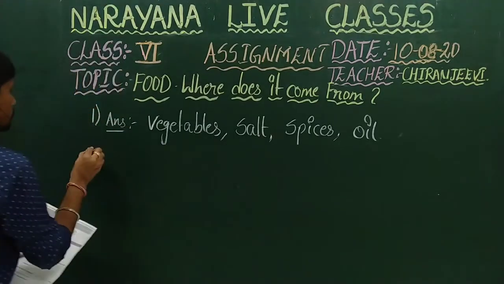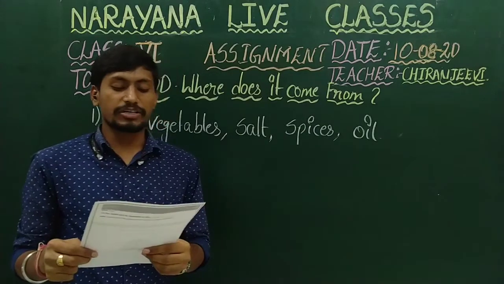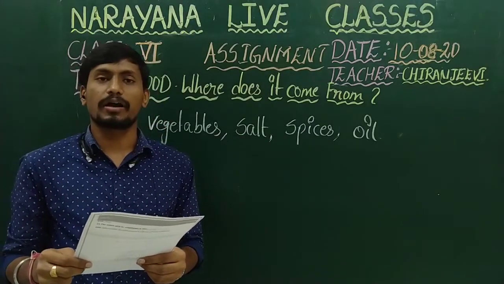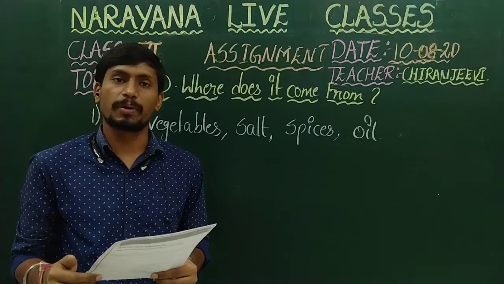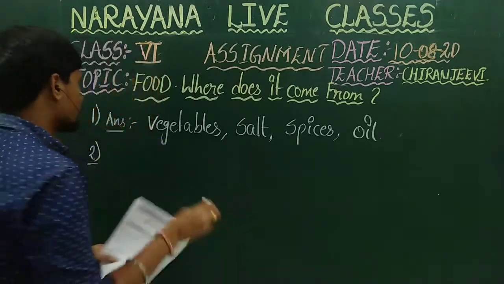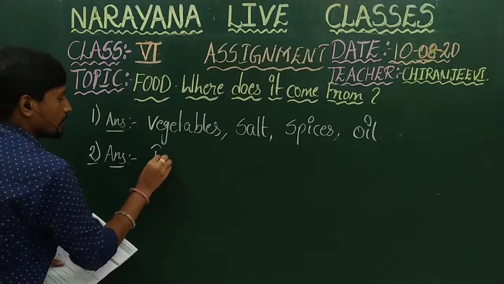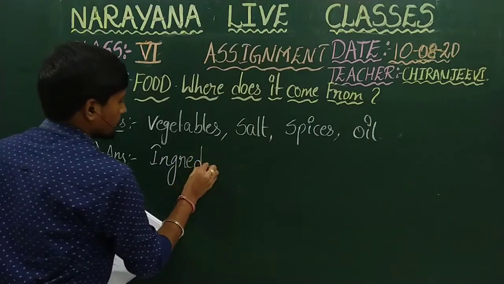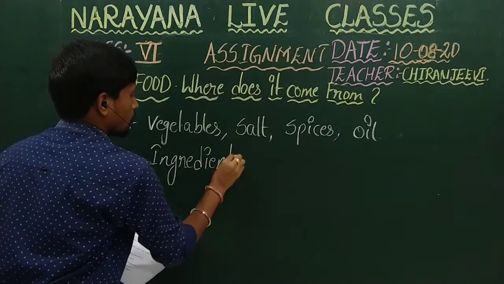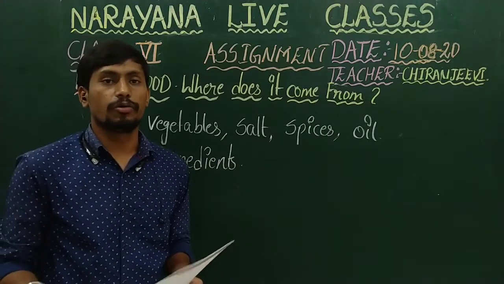And the second question, so the second question is, materials which are used to prepare food items are called dash. So they are asking materials which are used for food preparation are called dash. So the answer is ingredients. The answer is ingredients. So ingredients are the things which are used for preparation of the food.